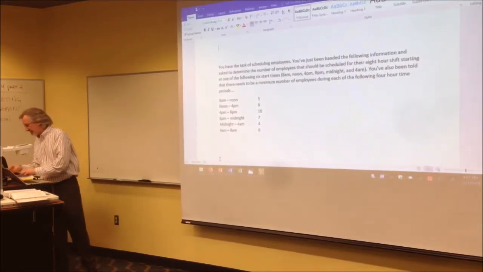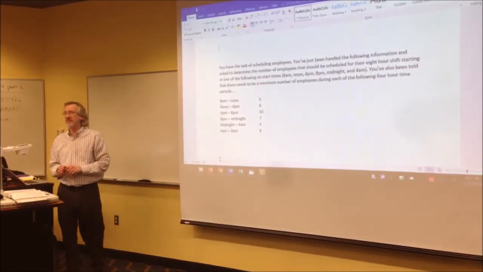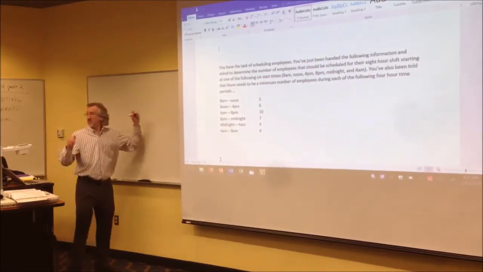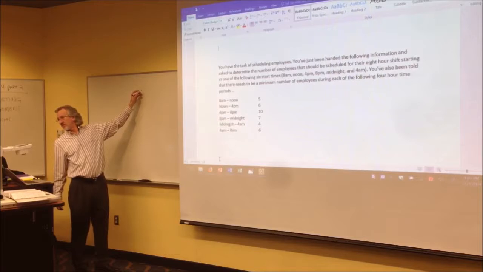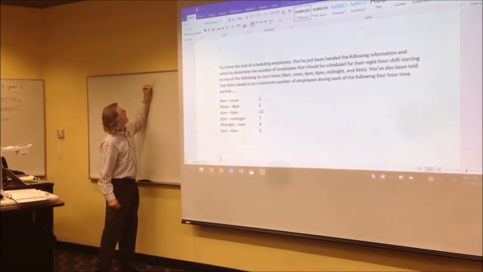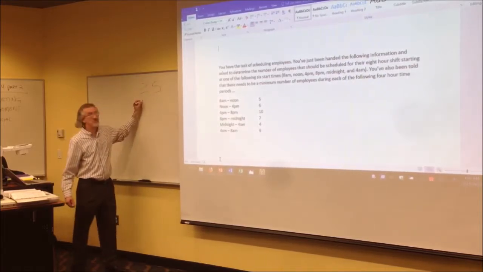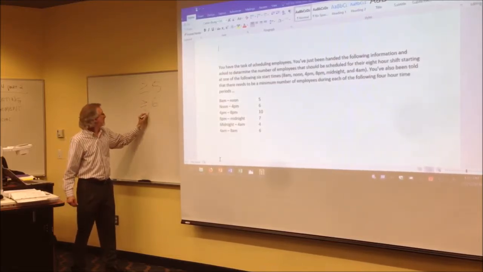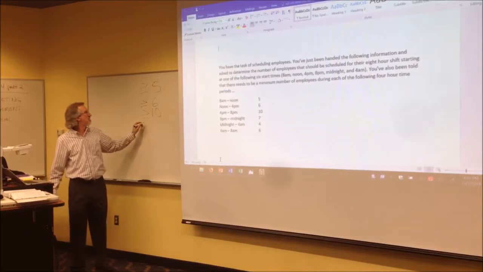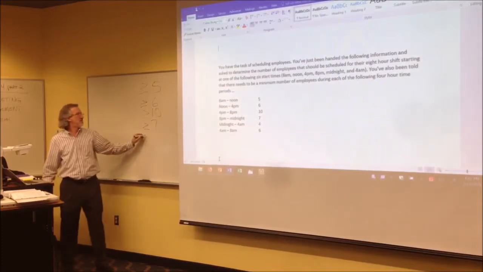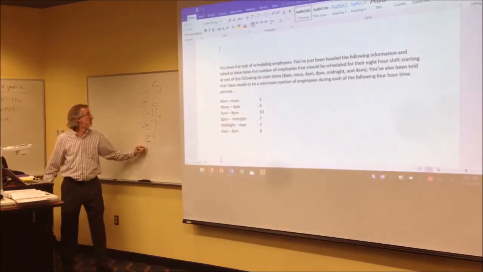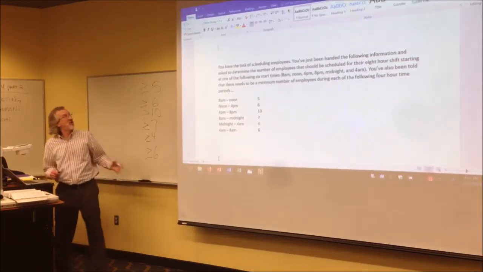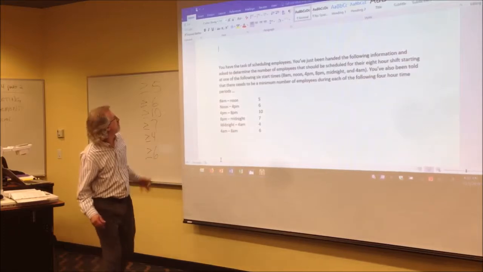How many constraints do you see right there? 6. That's right. Tell me the 5 again. Greater than or equal to 5. Greater than or equal to 6. Greater than or equal to 10. Give me another. 7. 4. Another 6. There's the 6 constraints.